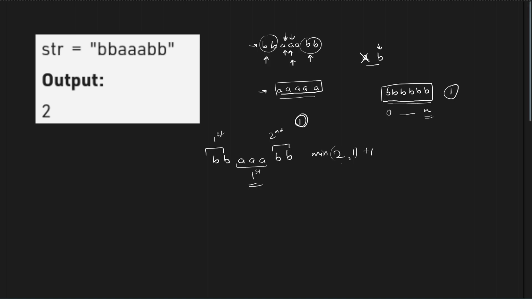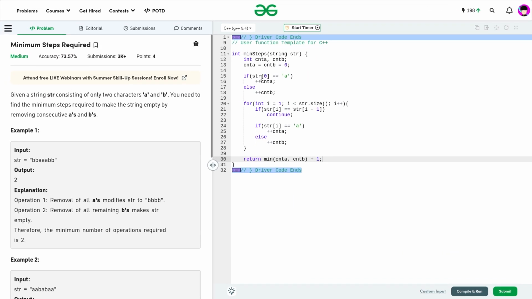Why? Because I've extracted all the single type of characters, either A's or B's. Now only the other character will be remaining, so I just need one step to remove all the occurrences of that particular character. So this would be our solution. Now let me show you how to implement this in code.